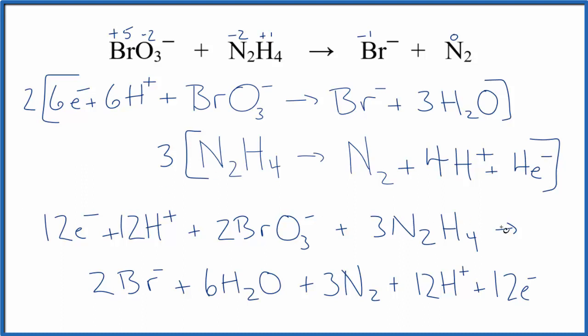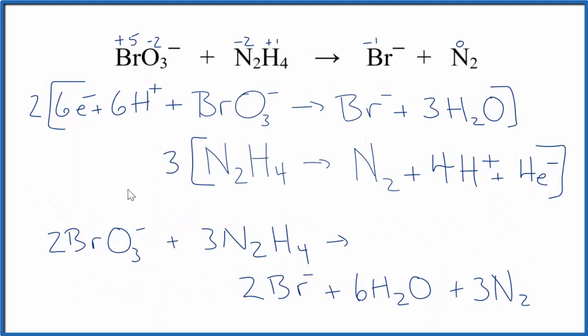So those are our reactants up here. And in the products, we have 2 times these here and 3 times these products here. That gives us our overall reaction. When we simplify, we cross out things that are the same on both sides. 12 electrons here, 12 electrons here, 12 hydrogen ions, 12 hydrogen ions. Everything else is unique. So this is the balanced redox reaction for BrO3- plus N2H4. Let me clean this up. We'll have our redox reaction.